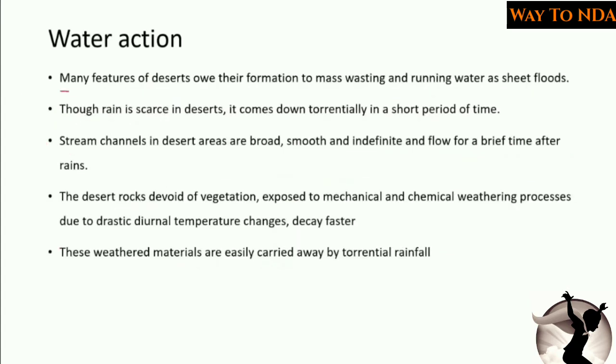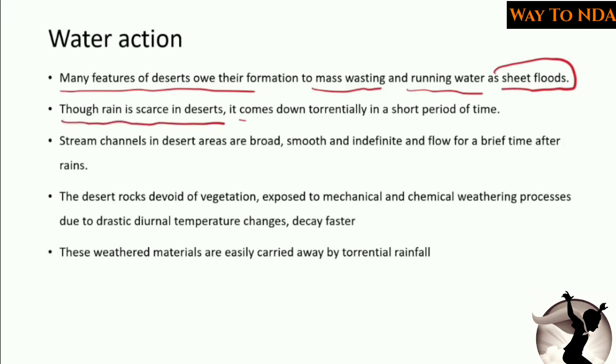Now many features of deserts owe their formation to mass wasting and running water as sheet floods. So through rain, though rain is scarce in deserts, it comes down torrentially in a short period of time. Rain is very rare, but whenever it comes, it pours heavily, for a very short time but very heavily. It falls for less time, but when it falls it pours. So due to this it will erode away all the material.